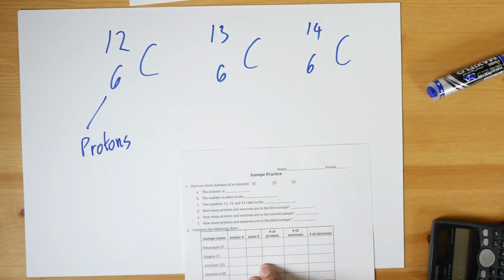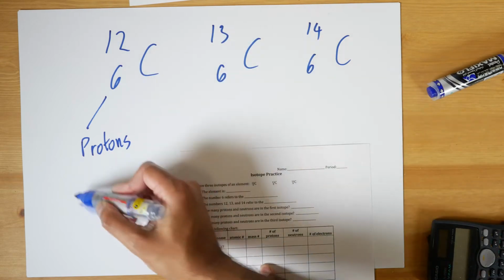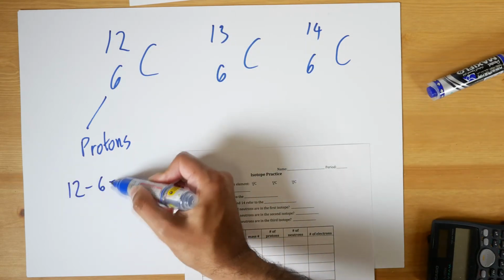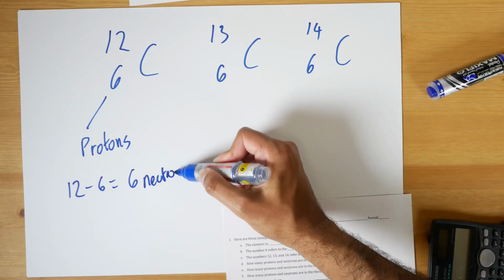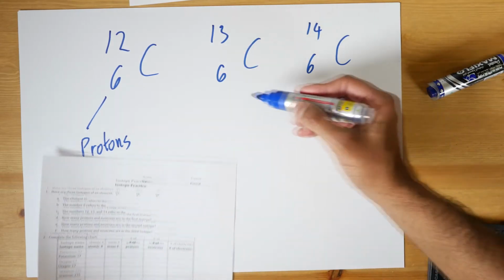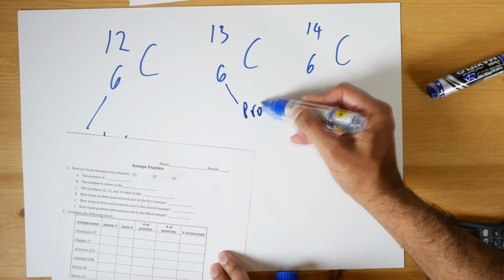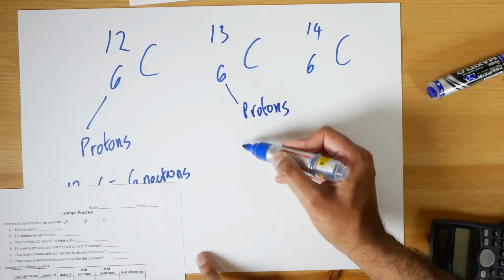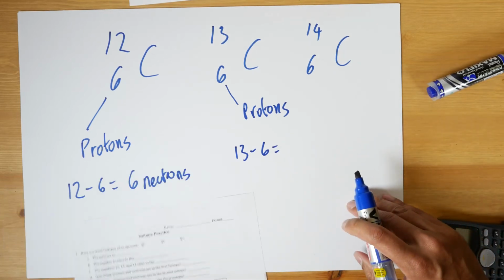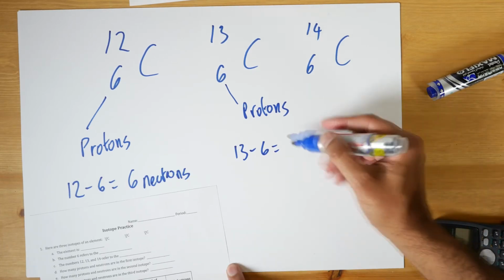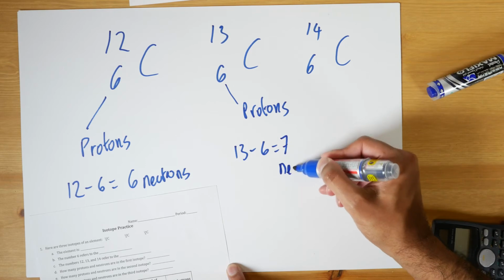And the neutrons is going to be 12 minus 6, which equals 6 neutrons. Now you can do the same for all of these ones. That's the protons. Okay? And for the neutrons, 13 minus 6, which, how much is going to be 13 minus 6? It's going to be 7 neutrons.